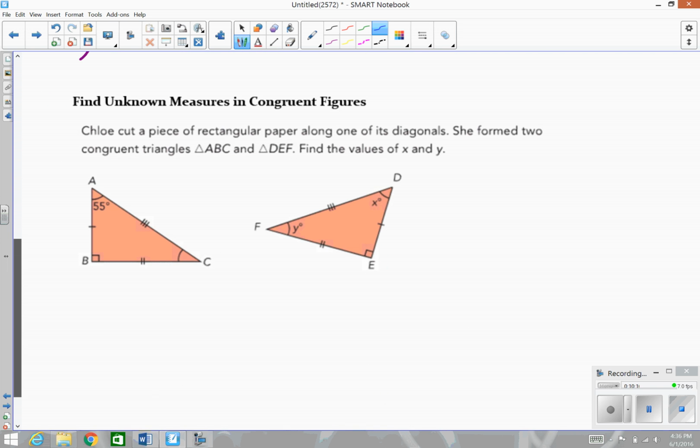Okay, now this part, we want to find unknown measures. So, solving for variables in congruent figures. This one says Chloe cut a piece of rectangular paper along one of its diagonals. Hopefully we recognize that rectangular paper cut along a diagonal makes two triangles. We have A, B, C, and D, E, F. Find the values of X and Y.